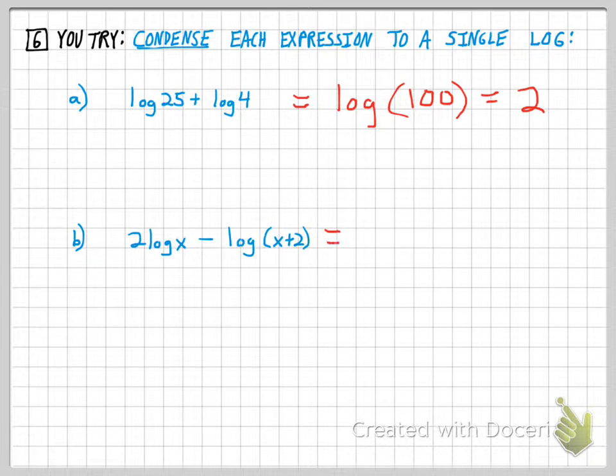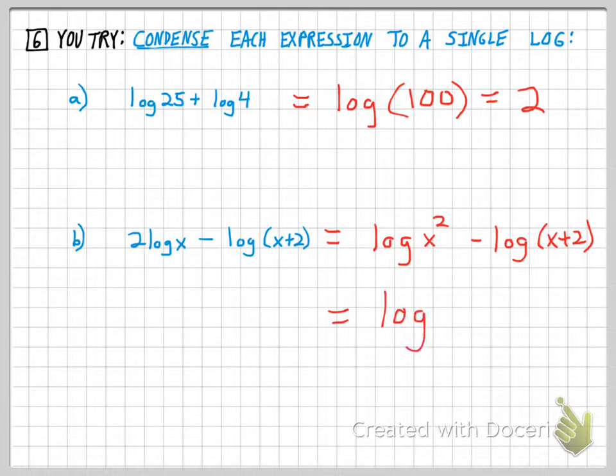Okay, this one is, I'm going to do it in 2 steps. The log of x squared, so that coefficient I'm going to change to an exponent, minus the log of x plus 2. And this is 2 logs that are being subtracted, and so I can condense those into a single log that is a quotient. So x squared over x plus 2 is your final answer. Common log of x squared over x plus 2.